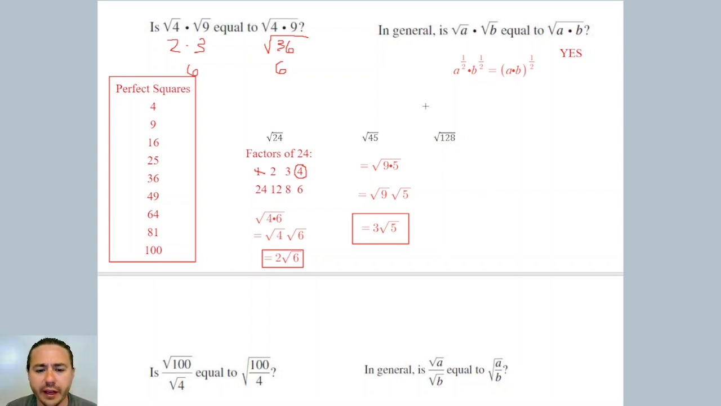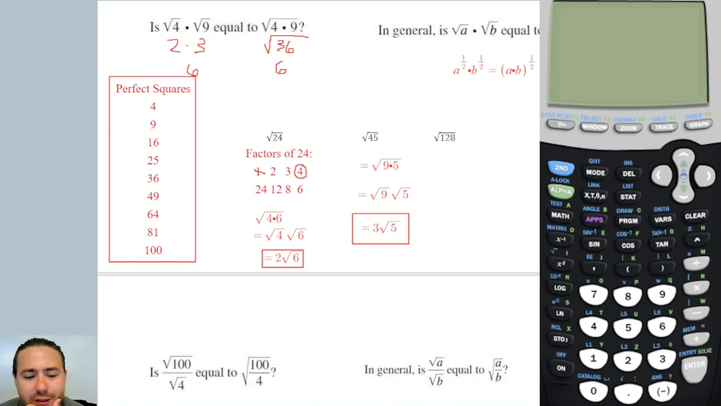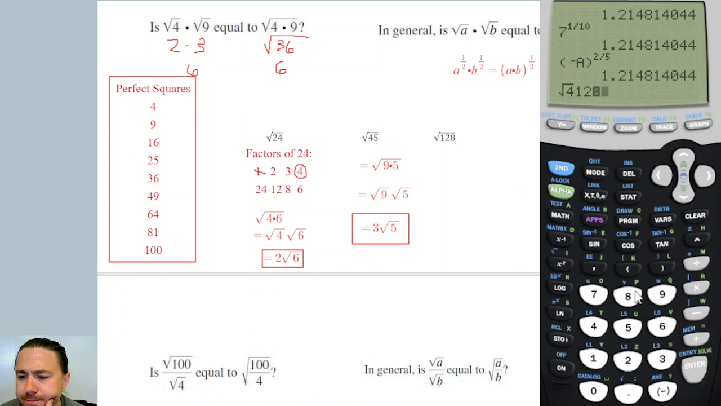The square root of 128, similar. Let's see, 4 I think is a factor. Can we get bigger? I don't know. We're going to go back to the calculator here. I like to just check, and don't be afraid to. Okay, so 128 divided by 4.